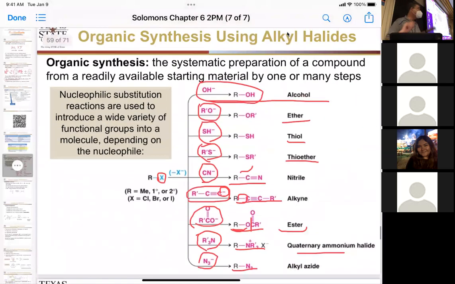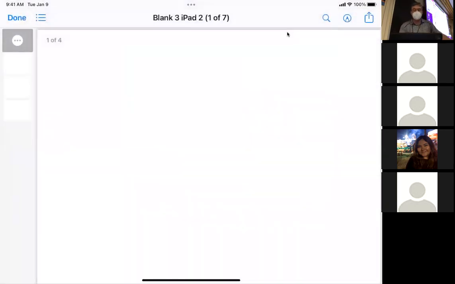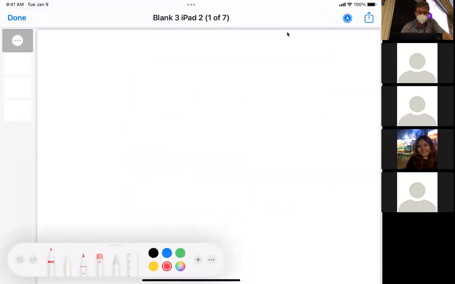Okay, and I want to stop there because the next thing is going to be a little different. So what I want to do is actually draw some structures, and we're going to predict what kind of mechanism they're going to undergo. Okay, so let me go there and blank here. So what I'm going to do is draw a couple structures up here, and we're going to predict what happens.